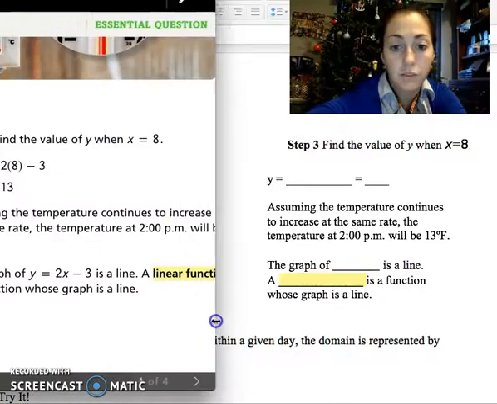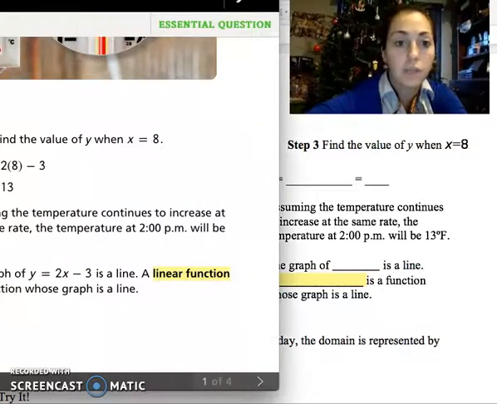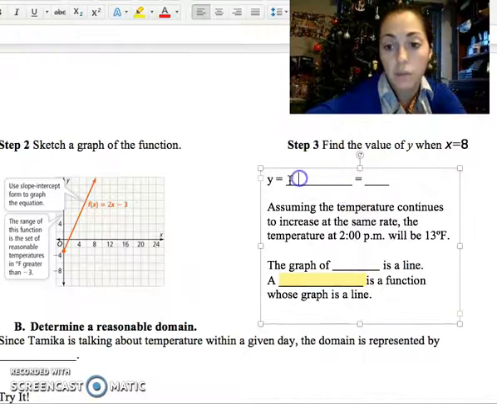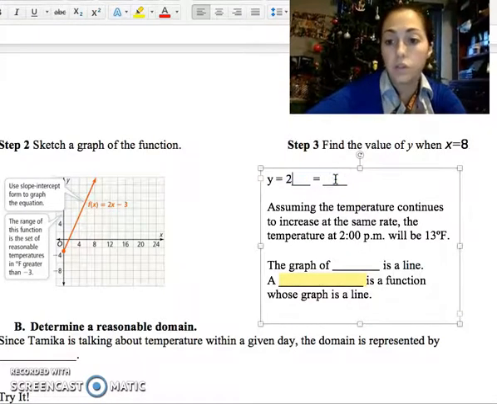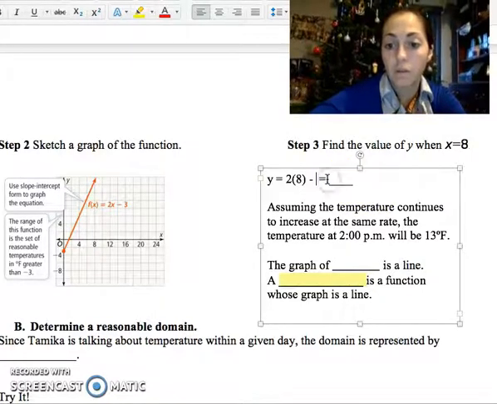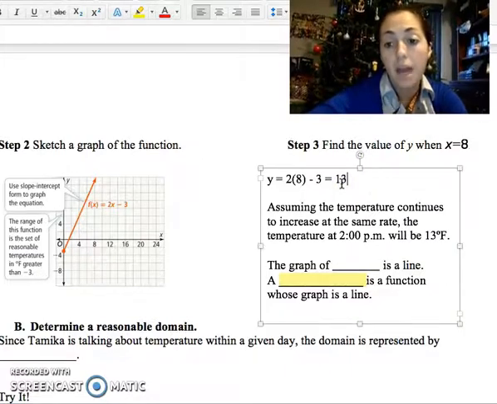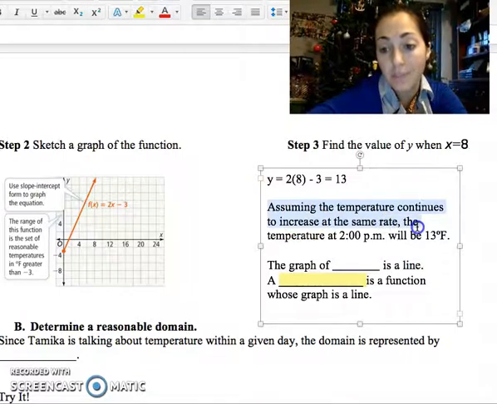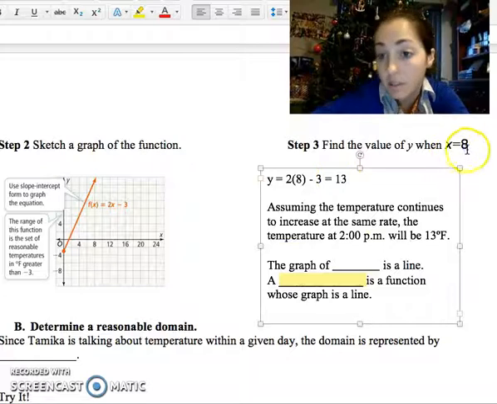So if we see this equation, I'm just pulling it over. If we see this equation, it's 2x minus 3, so we're plugging in 8 for x. 2 times 8 is 16, minus 3 is 13. So that's what I'm going to include right here. So 2 times 8 minus 3. You can just write on top. And that equals 13. And then the second part says, assuming the temperature continues to increase at the same rate, the temperature at 2 p.m. will be 13 degrees. That's answering this question.